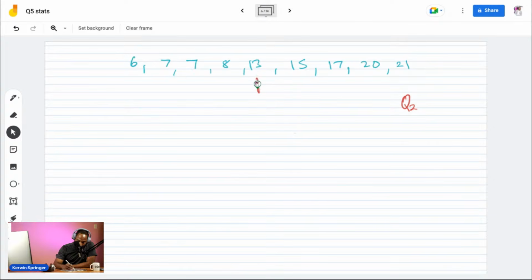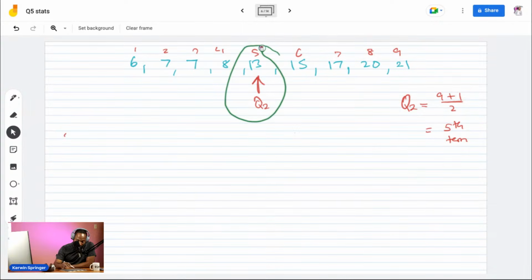That's the middle, right? And this Q2, a little more explanation just now. By adding up how many values we have, 1, 2, 3, 4, 5, 6, 7, 8, 9, say 9 plus 1 divided by 2. So it's 10 divided by 2. It's on the 5th term. You're seeing it now? This is the 5th term. The middle value is found at the 5th term.